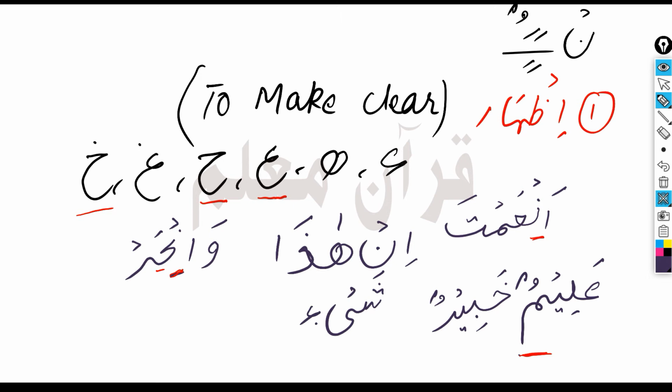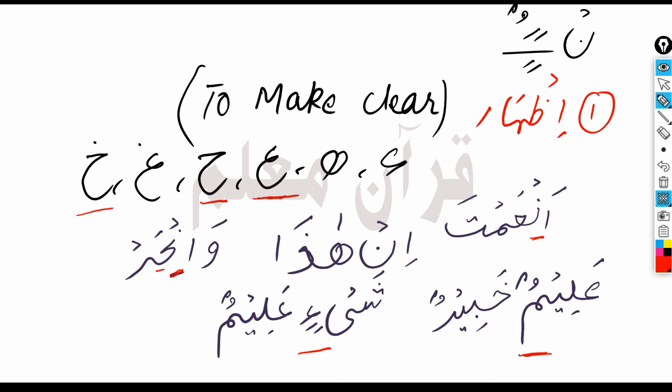Shay'in alim. Here you can see tanween. Shay'in alim. And after in, we have ayn. Here you can see ayn is in these 6 letters. It means we can't do gunna with this tanween. It's just shay'in alim.